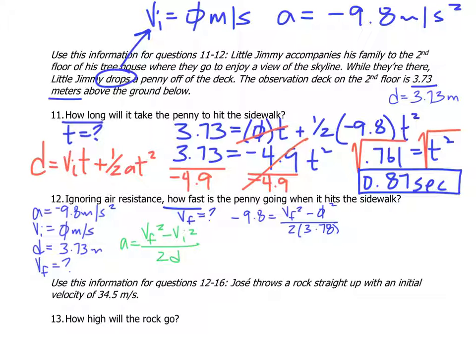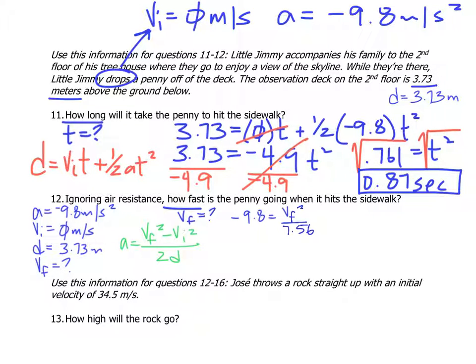Well, if I want to simplify even further, 3.78 times 2 gives me 7.56. So I'm going to erase this bottom part for the sake of space and rewrite it in the simplified format. So I end up with, I didn't mean to erase that, I end up with VF squared divided by 7.56.